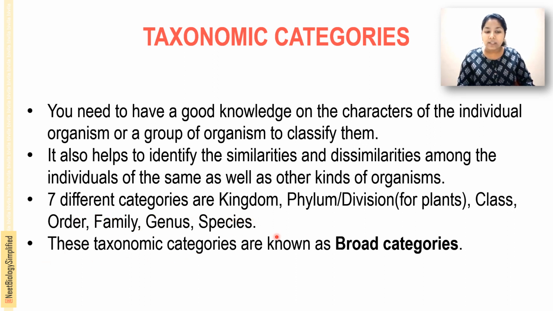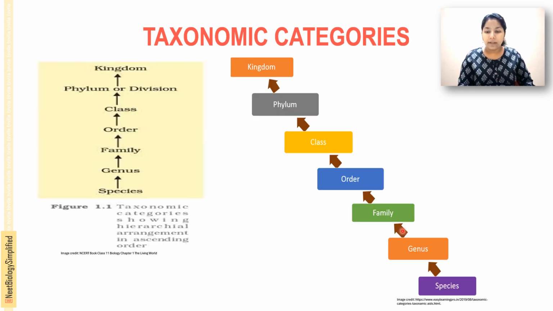And these taxonomic categories are known as the broad categories. You can see species is at the lowest level. Then the next level is the genus, the next category is family, then order, class, phylum or division and kingdom. This picture also represents that there is an ascending order, which keeps on increasing. Species means individual species, right?